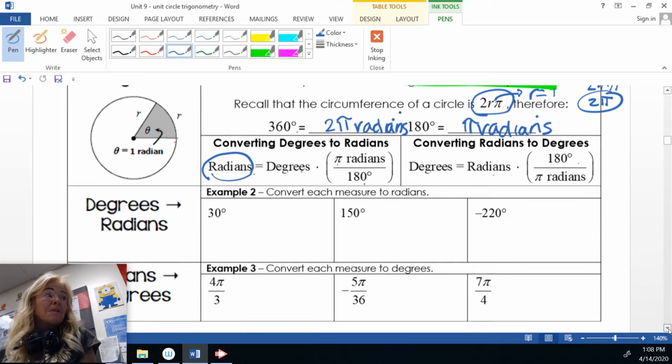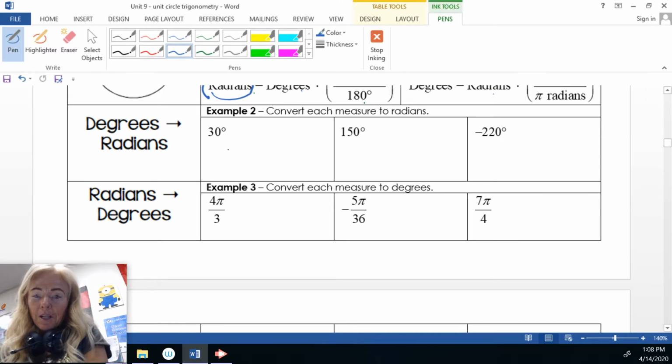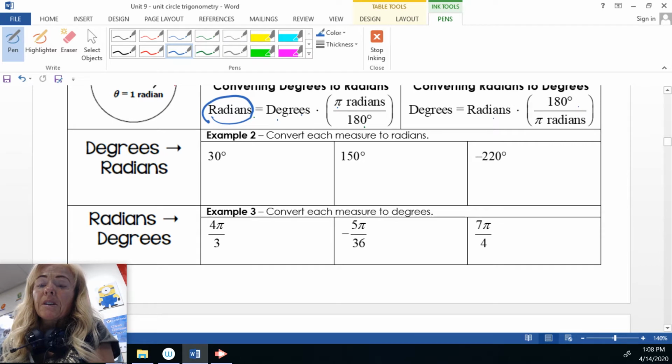So if we're going to convert from degrees to radians, so when you see converting to radians, notice that you have degrees already. So we have 30 degrees, and with the 30 degrees, we're going to convert into radians. So we're going to use our formula that we see right here. If we want radians, then we're going to take degrees and times it by pi radians over 180 degrees. Now, the degrees in radians I'm not going to worry about. What we're just going to do is multiply by pi over 180 degrees.